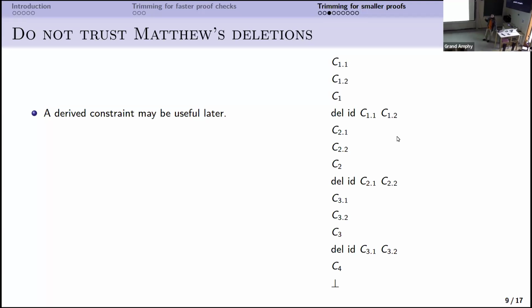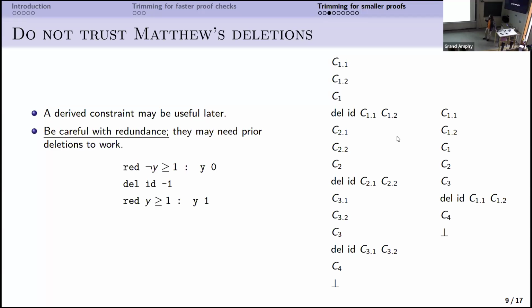And maybe the trimmer can figure out that if I remove these deletions, maybe I don't need them earlier, and I can use C11, C12 for deducing C1, C2, C3. The problem when you're doing that is that you have to be careful with redundancy. So this is a very, very dumb example where I introduce a variable y with y greater than 1, then I delete it, then I introduce the reverse.